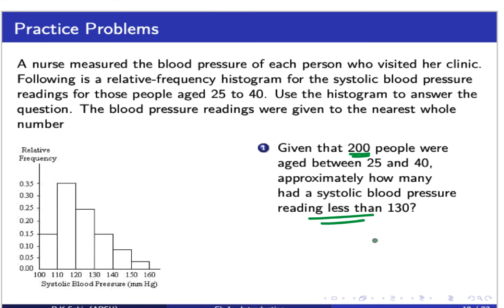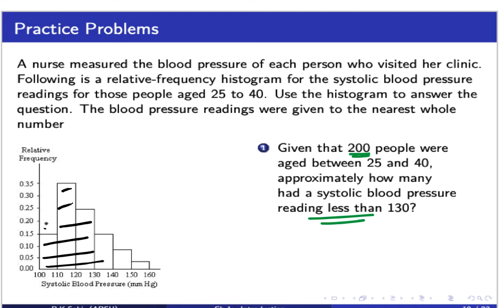So before we can find the number of people, what we have to do is write down how many is in the relative frequency. So 130 basically now means all the values of the relative frequency from 100 to 130. So anything you see over here, which is highlighted with black lines, that's going to be included. So that gives us the relative frequency of people who had a reading less than 130.